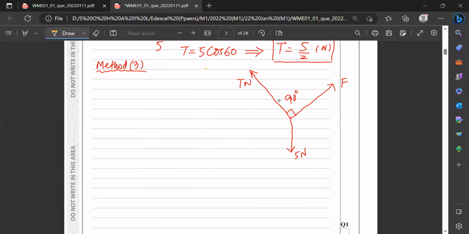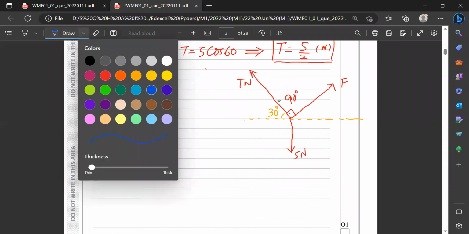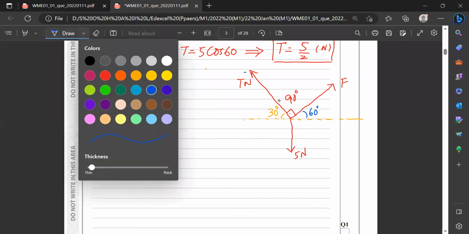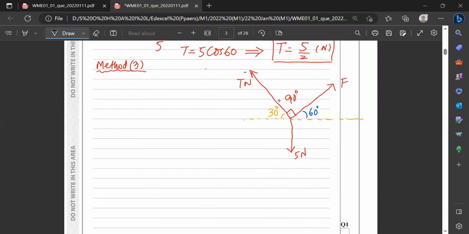And from the above working, I can draw a horizontal line, and from the above, this angle was 30. If this angle is 30, on the right hand side, 90 plus 30 is 120 subtracted, so this angle is coming as 60 degrees. After marking the angles, I can resolve the forces into components, horizontally and vertically. So 5 is already vertical, you don't need to resolve.